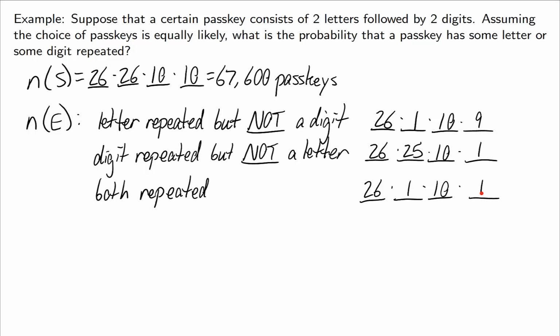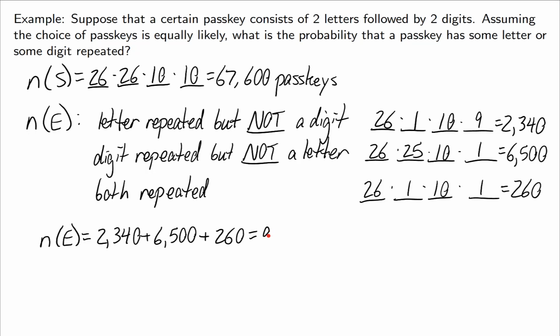Now let's multiply all of these together. Here's the answers I get from these three. And then finally, just to get the actual value of the event size, we will add these three numbers together. For this, I get 9,100 possible passkeys.